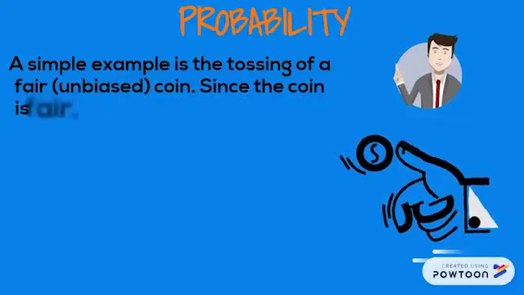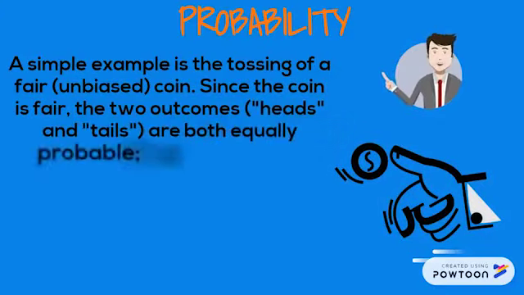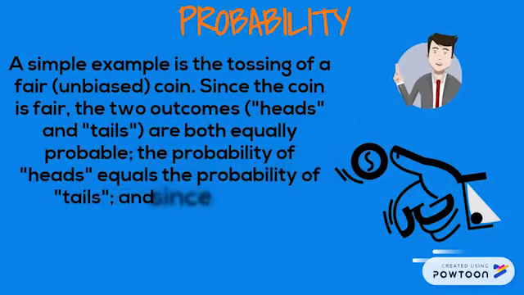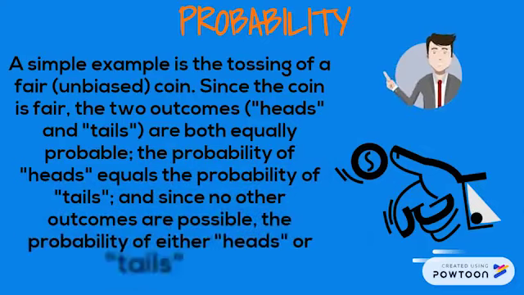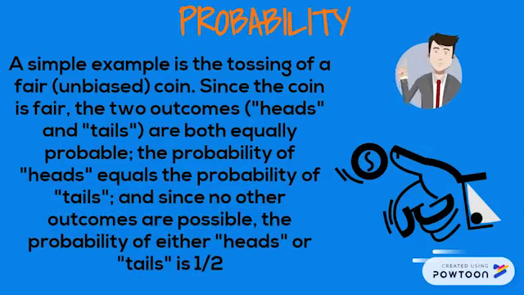A simple example is the tossing of a fair coin. Since the coin is fair, the two outcomes, heads and tails, are both equally probable. The probability of heads equals the probability of tails. And since no other outcomes are possible, the probability of either heads or tails is 1/2.